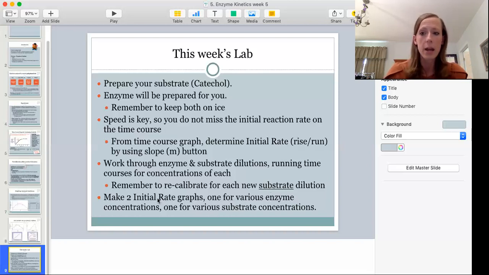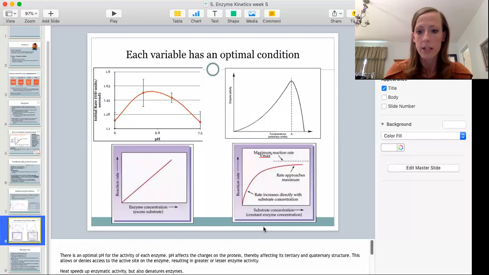And then once you have all your time courses and you've got your initial rates, you're going to make two graphs, one for the various enzyme concentrations, one for the various substrate concentrations. And you're going to make those graphs so that we can see the average initial rate for each of those different concentrations, okay? And they should look similar to the two graphs here that I showed you. Enzyme, which is going to be hopefully more linear, and then the substrate concentrations which will taper off because of the limited amount of enzyme present, okay?